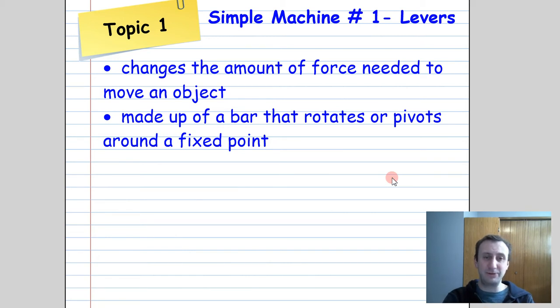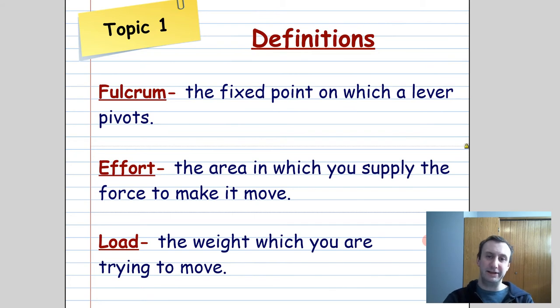But essentially what a lever is, it's a bar that rotates or pivots around a fixed point that we call the fulcrum. So the fulcrum is the fixed point on which a lever pivots. The effort is the area in which you supply the force to make the lever move. And the load is the weight that you are trying to move. So that is the thing that you are moving with the lever. So we have the 3 parts: the fulcrum, which is the pivot point, the effort, which is the force you apply, and the load, which is the thing you're trying to move.